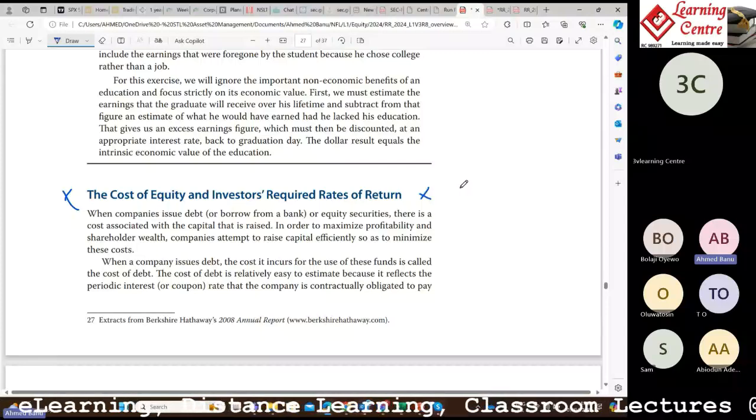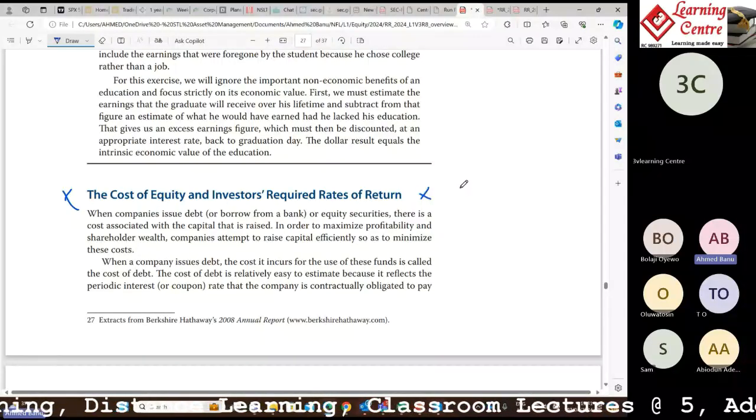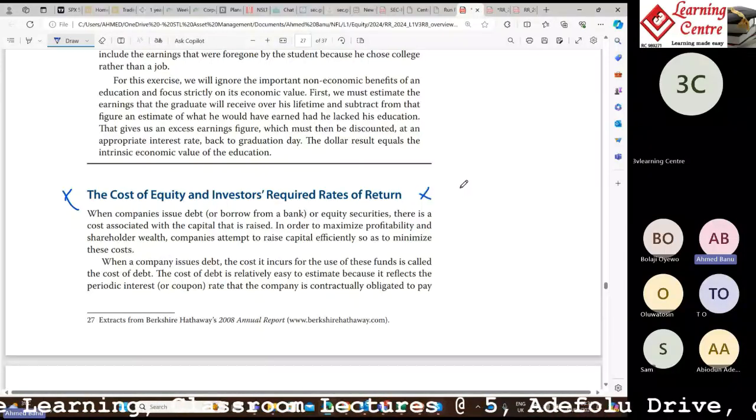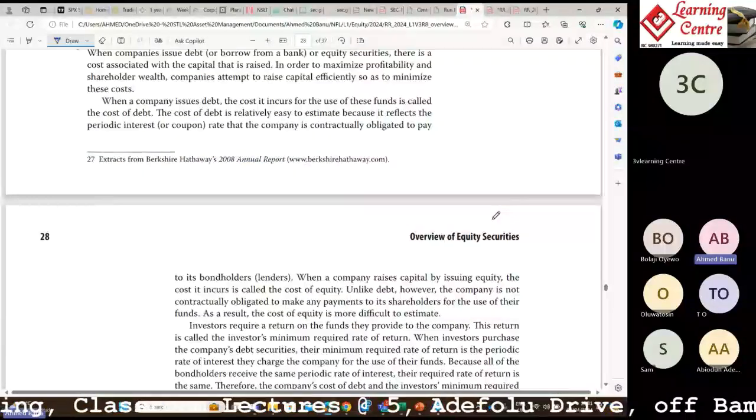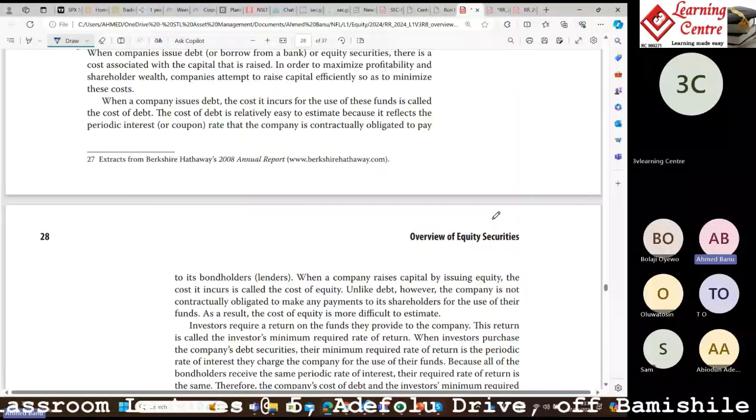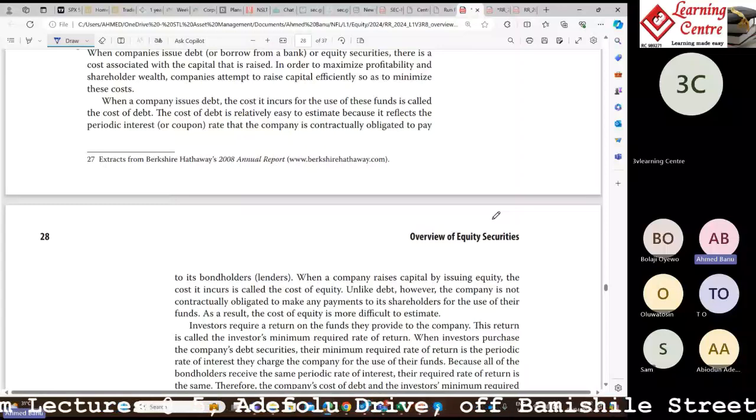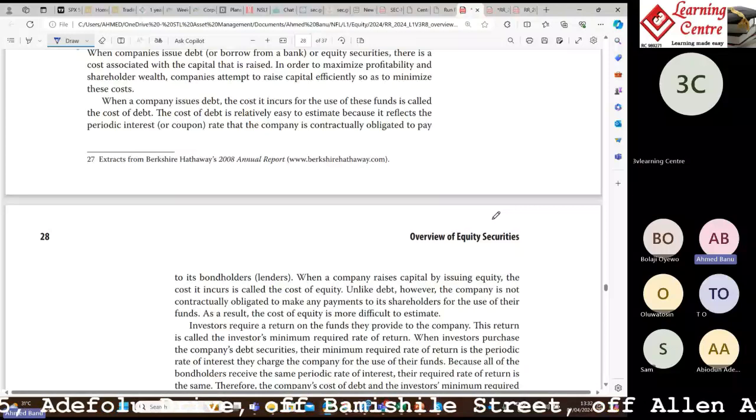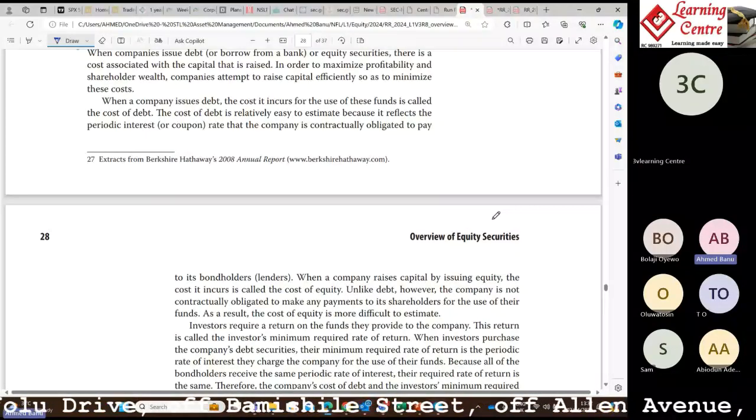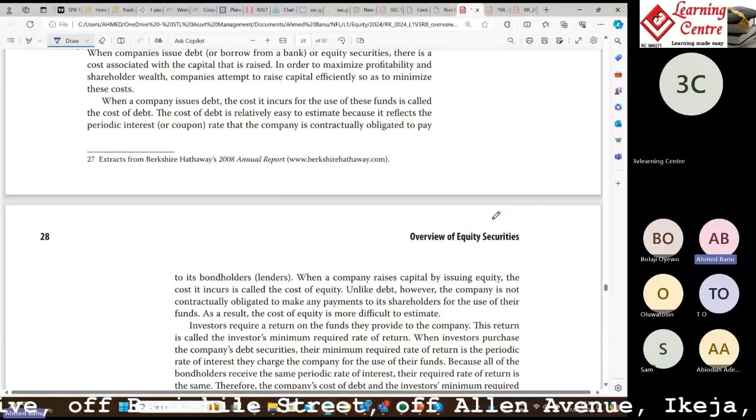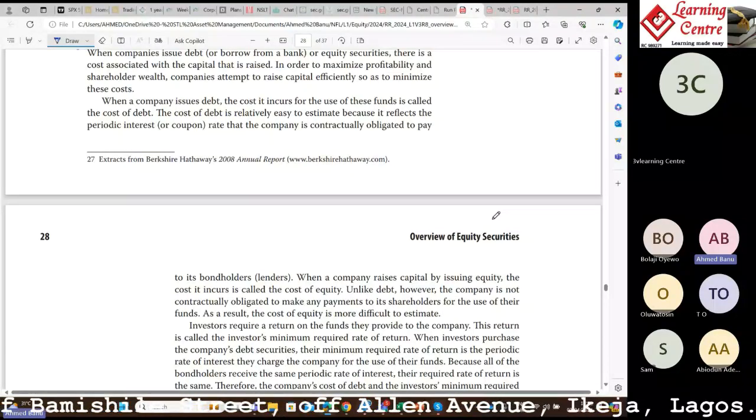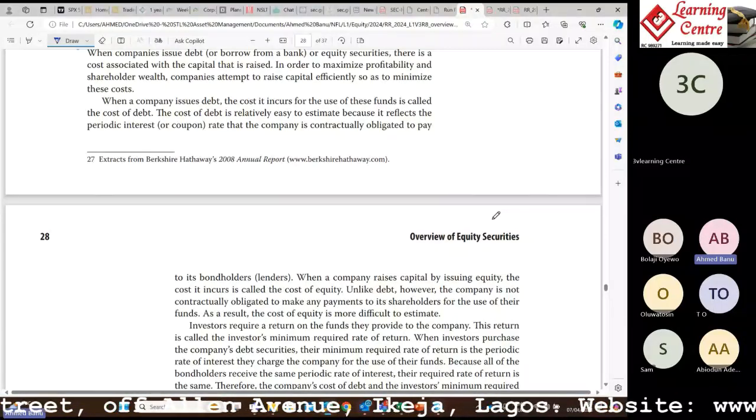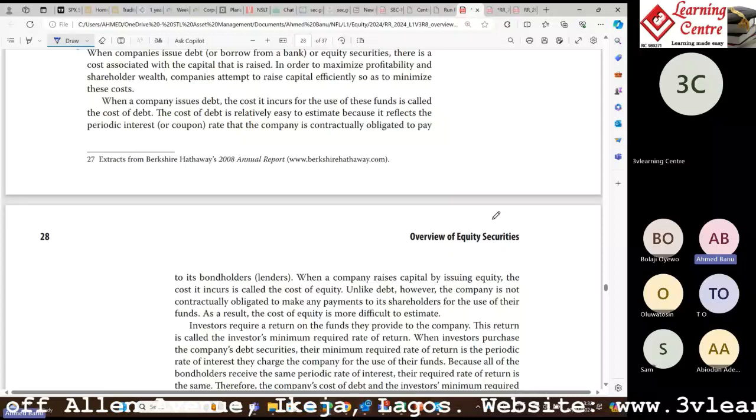When a company raises debt, the cost it incurs for the use of these funds is called the cost of debt. The cost of debt is relatively easy to estimate because it reflects periodic interest that the company is going to pay. When a company raises capital by issuing equity, the cost it incurs is called cost of equity. Unlike debt, however, the company is not contractually obligated to make any payment to the shareholders for the use of their funds. As a result, the cost of equity is more difficult to estimate.